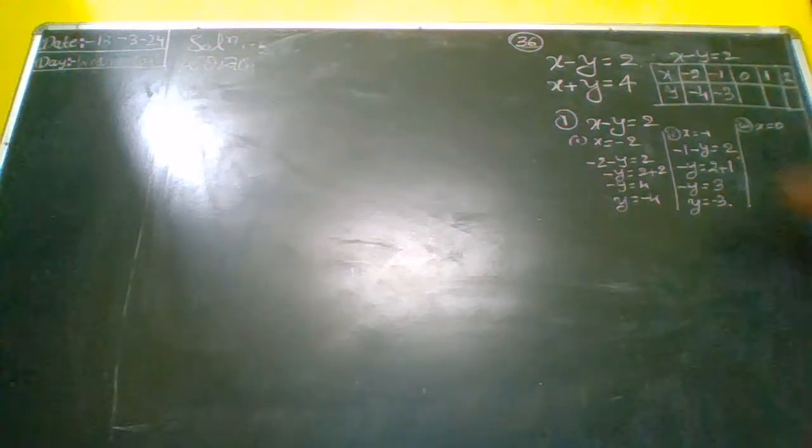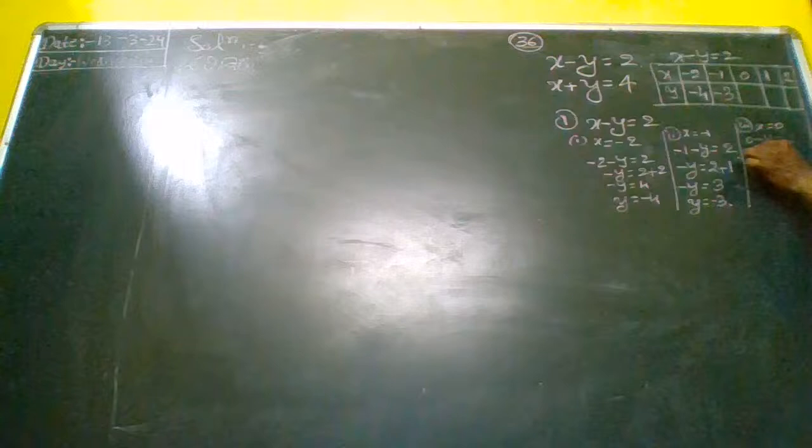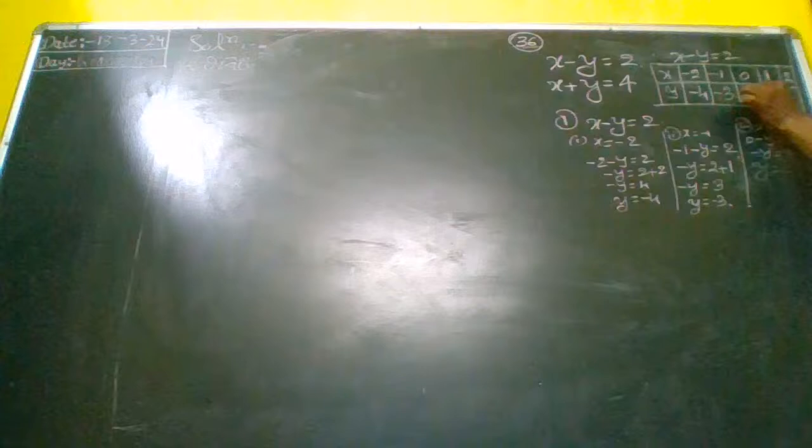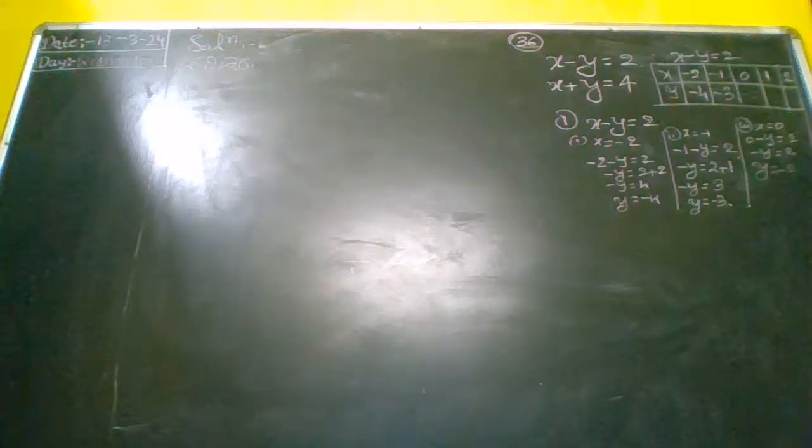So x equal to 0. Now if we put x equal to 0, 0 minus y is equal to 2, minus y is equal to 2, or y is equal to minus 2. So when x is 0, y is minus 2.